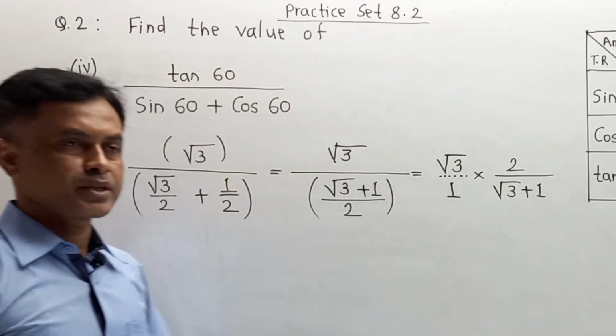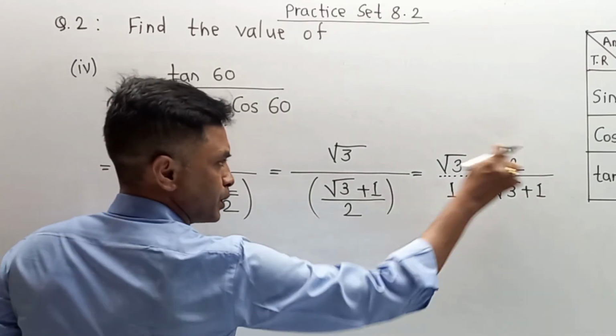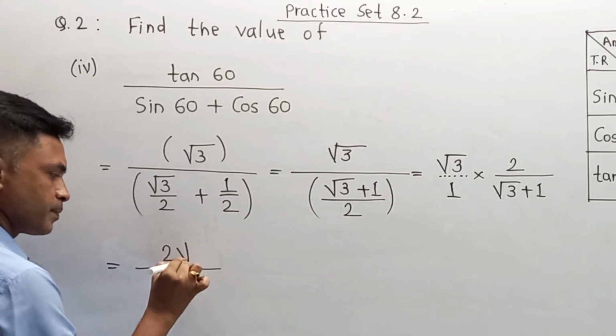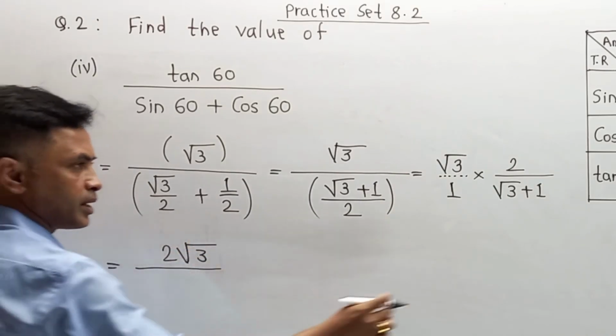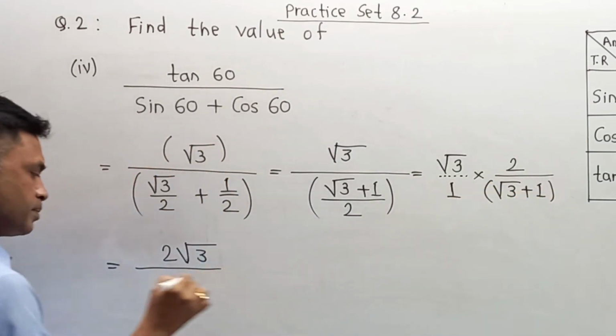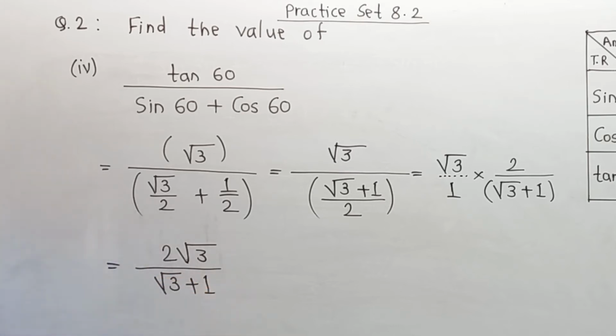Now again the next part for simplification over here: 2 into root 3, so it becomes 2 root 3, divided by root 3 plus 1 into 1, which means it becomes root 3 plus 1. This is the step that we are able to achieve, and the answer is 2 root 3 upon root 3 plus 1, and that is your final answer.